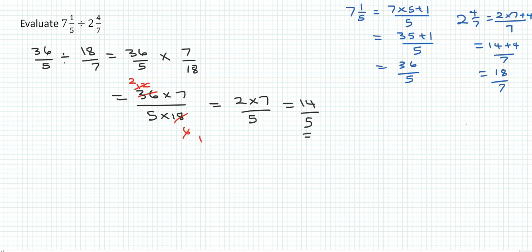That's one way to leave your answer, or you can convert back to a mixed number. 14 over 5, we have 2 times 5 is 10. We subtract, we're left with 4. So this is going to give us 2 4 over 5.